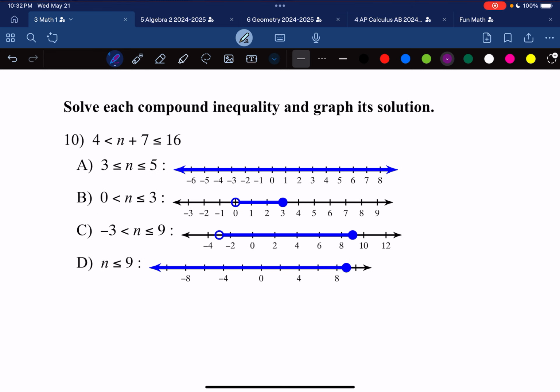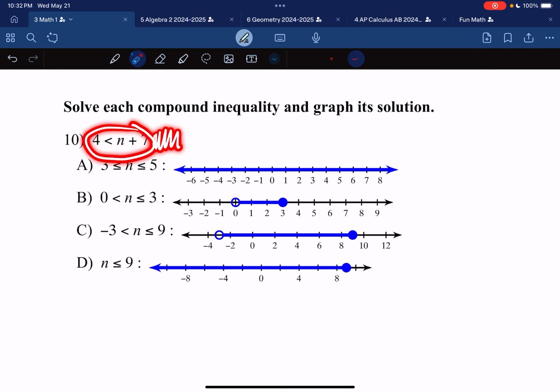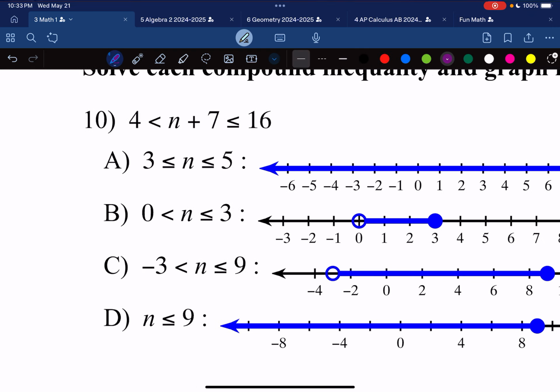Moving on to number 10, compound inequalities. So there's technically two ways to solve compound inequalities. The official way that you're supposed to do it is to solve this inequality, and then you do a second problem where you're going to solve this inequality. Luckily, we can solve them both the same way, so I can just do them all in one go. And I'll probably do it this way for the final as well.